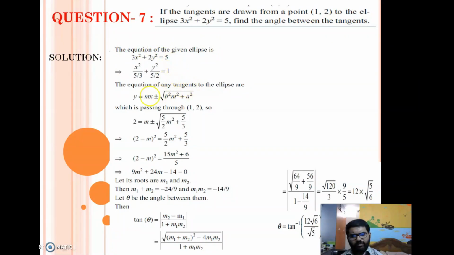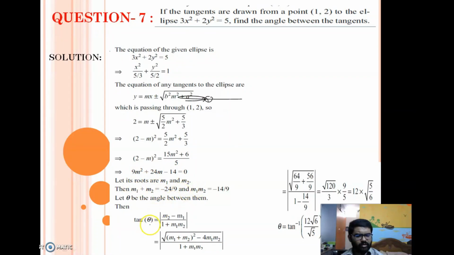Further, to write the equation of a tangent: the equation of a tangent is y = mx ± √(b²m² + a²). This is an equation of a tangent, and it is passing through the point (1, 2). You have to substitute that point there. Then we'll get a quadratic equation in m. We know the sum of the roots and the product of the roots from this.